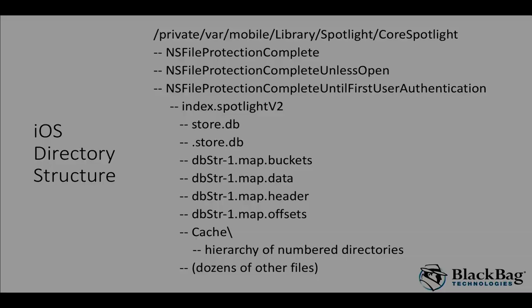Okay, iOS Spotlight stuff. This is a little bit different. I don't think anybody has been able to play around in these things before. At least I haven't seen anybody who has. I wasn't even sure that there was Spotlight on iOS until, I don't know, 6 or 8 months ago. If you have a GrayKey extraction or if you root a phone or whatever, that path up at the top gives you these three subdirectories. There are three separate Spotlight stores on iOS that relate to the security settings on the device. The NSFileProtection stuff is not my area of expertise, but there's different stuff in all of them. Under each folder, you'll have an index.spotlightV2 and a store.db and a cache folder, just like we've seen before, plus all of these other db.str.1.map files and whatever, which I'll tell you how they're relevant in a sec, plus again, dozens and dozens and dozens of other files here.